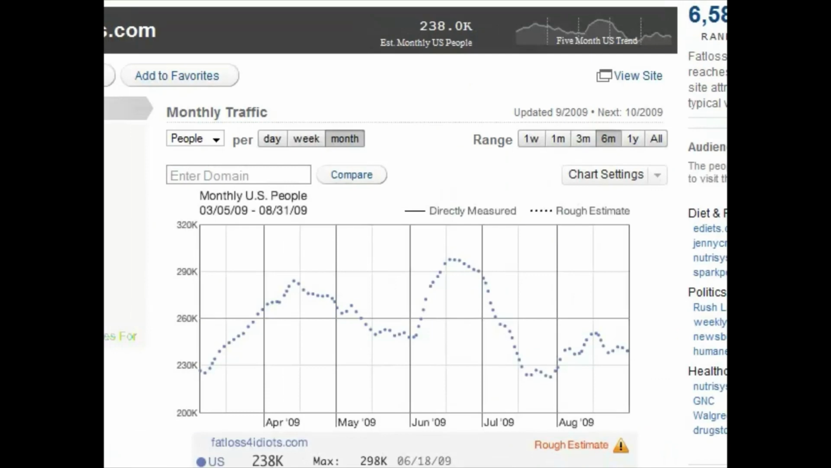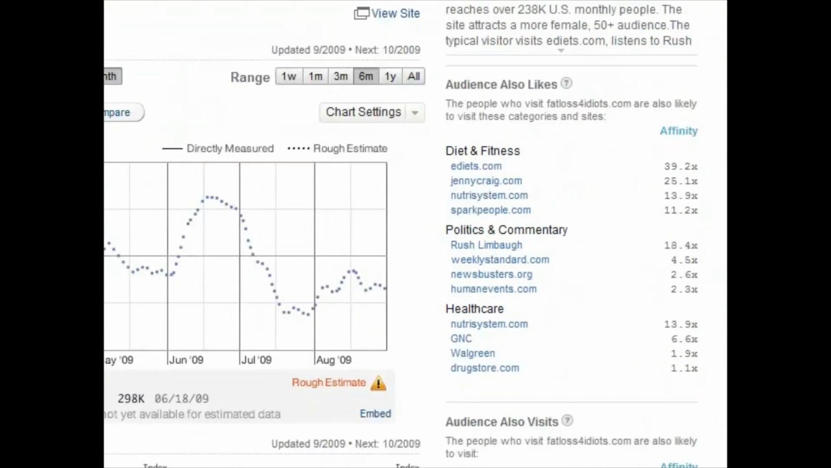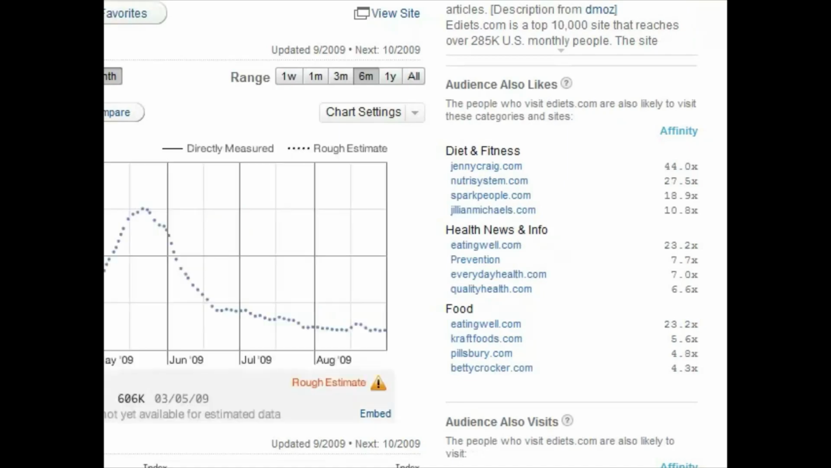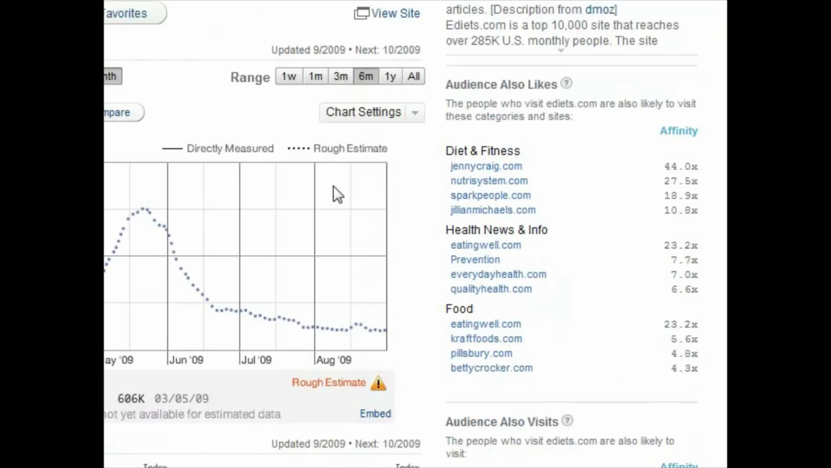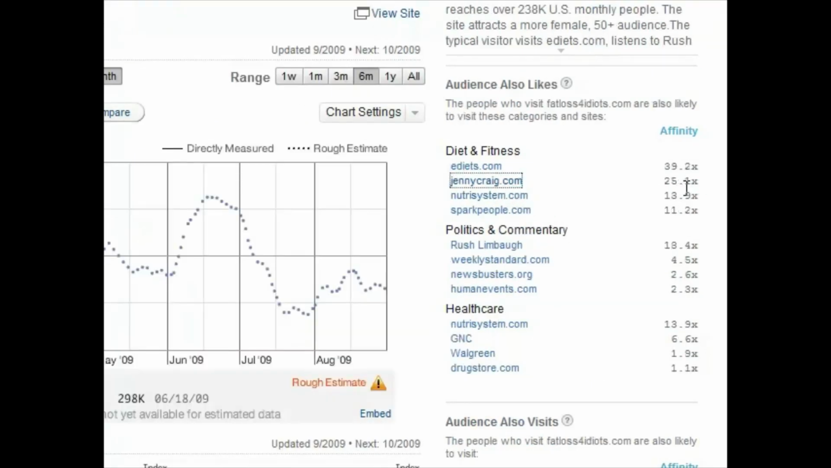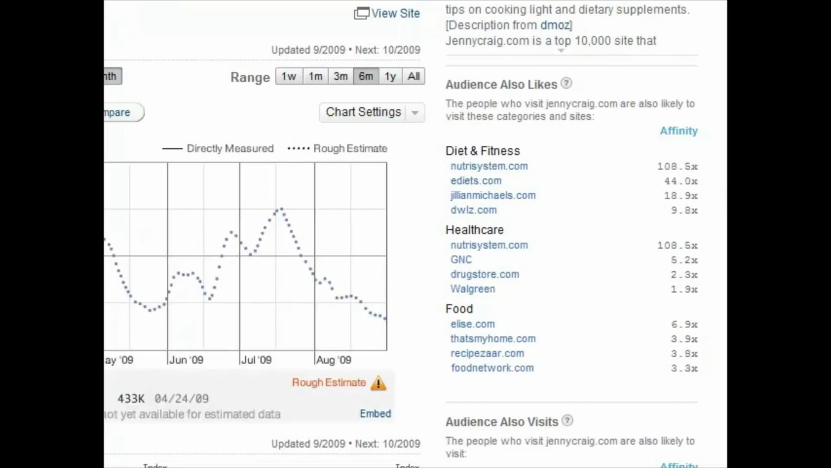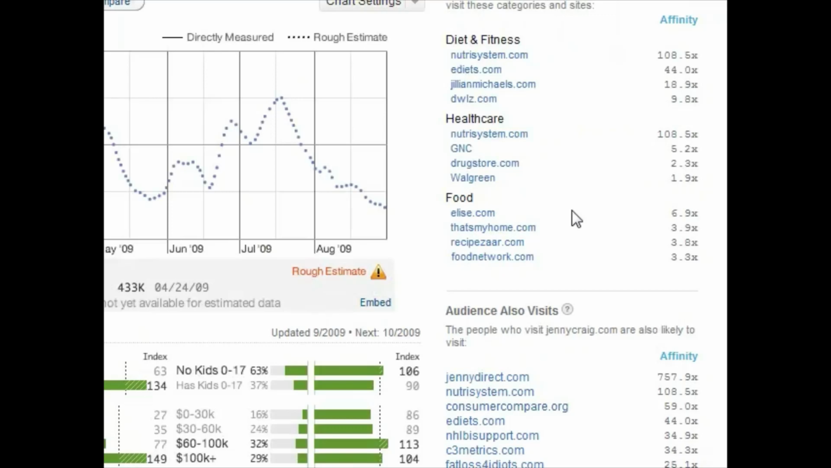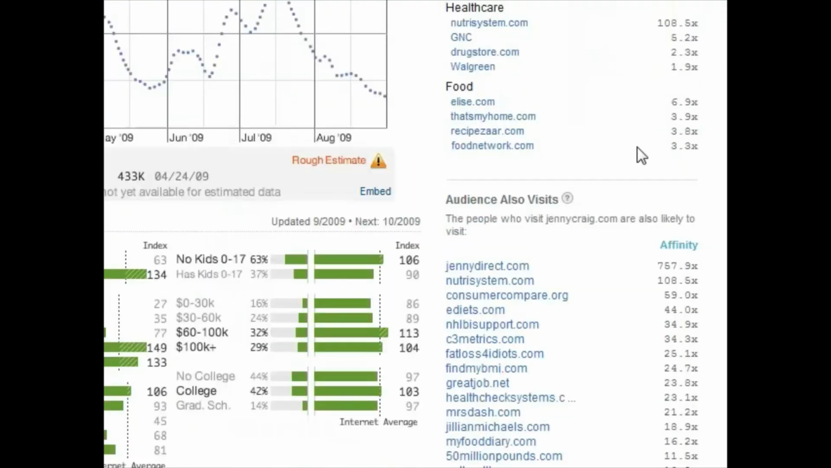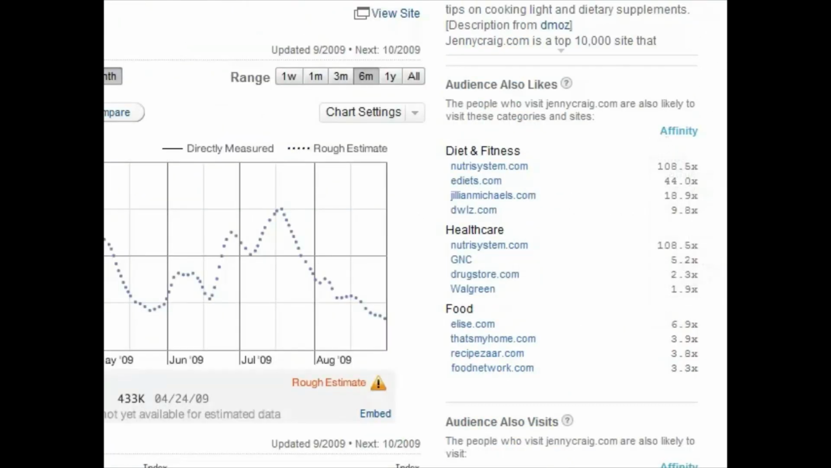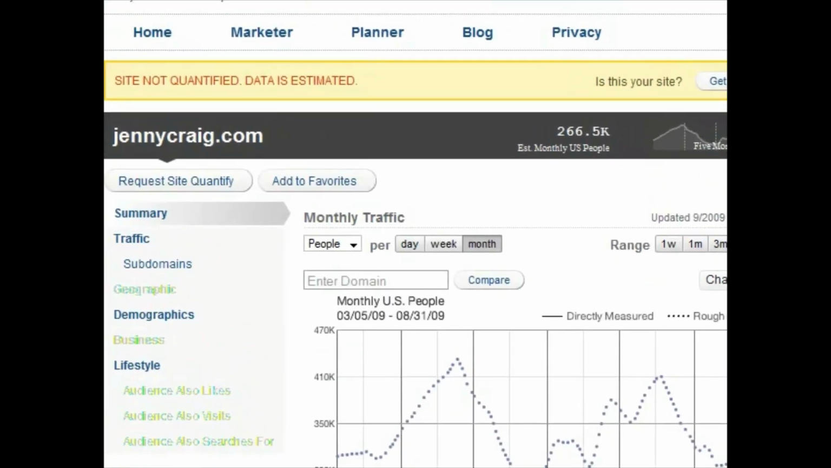All right, so that really helps me. This is all looking really good. I would write down all of this information. For example, I would go to eDiets and see what they look like. I would compare that. I would then go to Jenny Craig. I would look up all of these things and analyze all the data together. So that's what I would do, and then I would just say, okay, this looks like a good thing to promote.